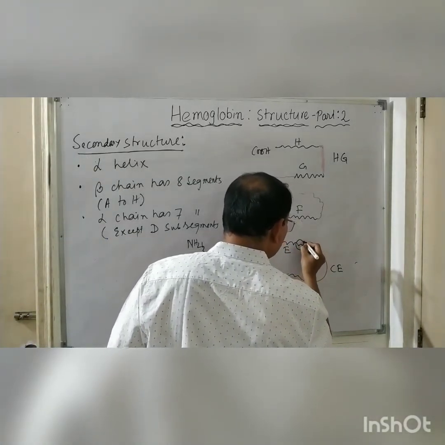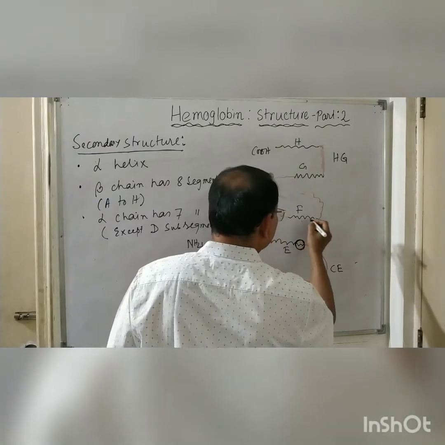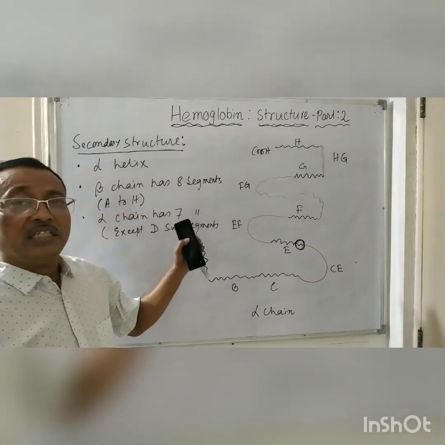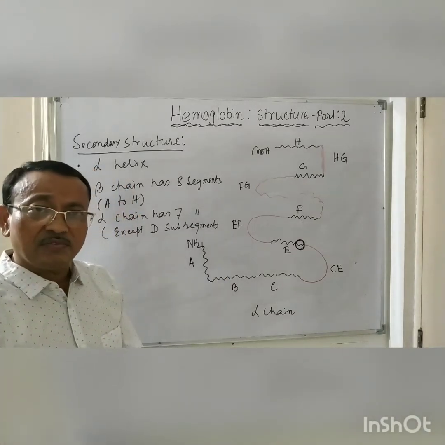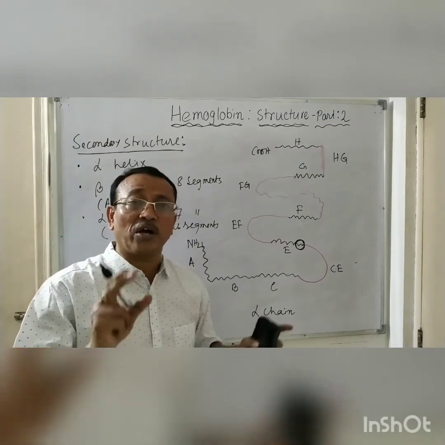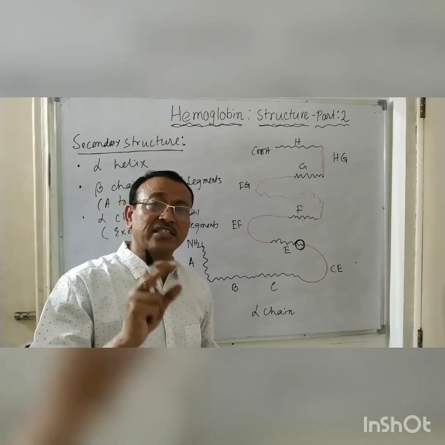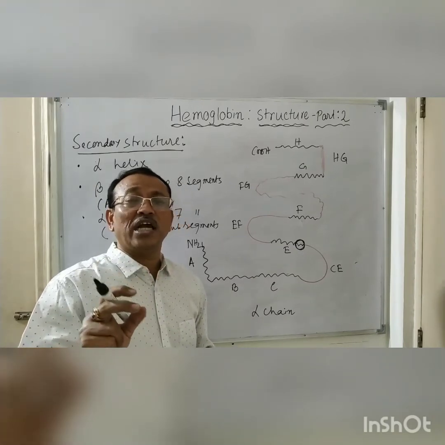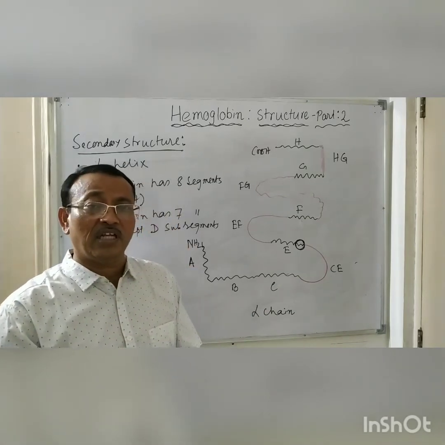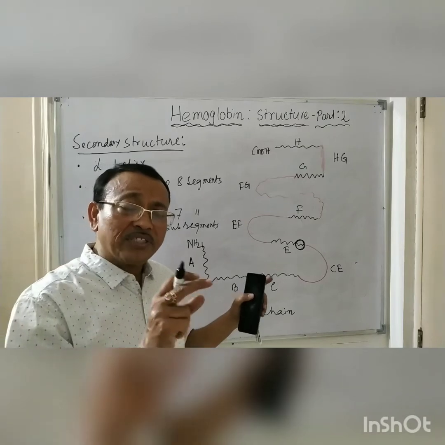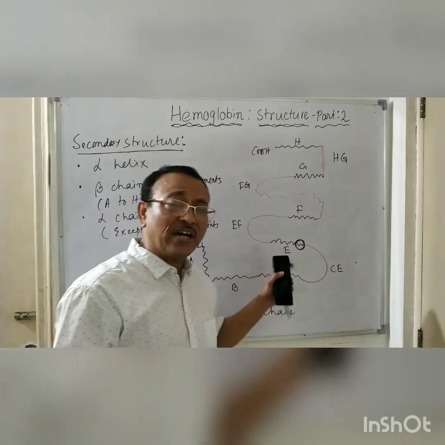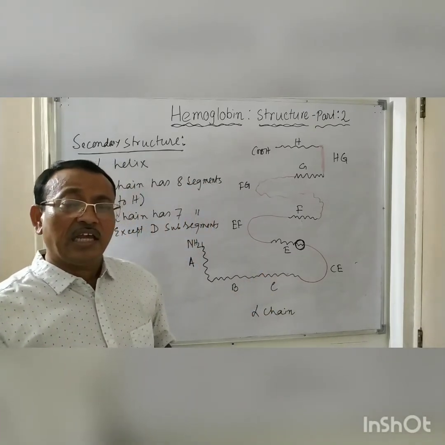Another thing I want to mention is that each of the globin chains has 36 histidine residues, and these histidine residues are required for the buffering actions of the hemoglobin.